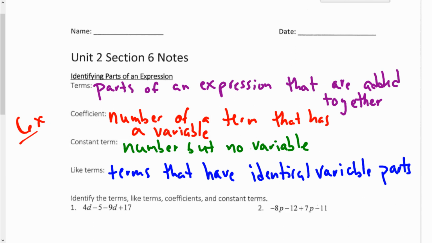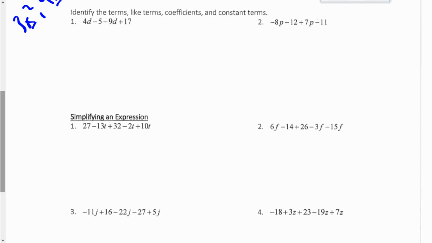A constant term is a number that does not have a variable with it, so like -4 would be a constant term. And then like terms have identical variable parts. So for instance, 3x squared and 9x squared would be like terms because they're both x squared. So there are some definitions. Make sure you write those down. Those will make more sense as we look at examples.